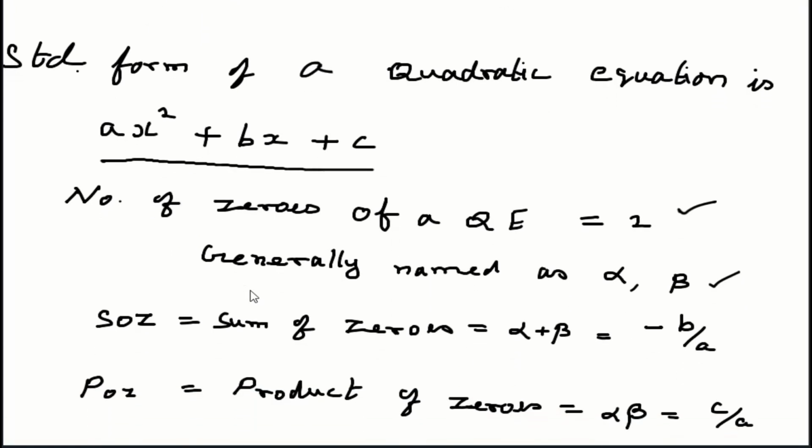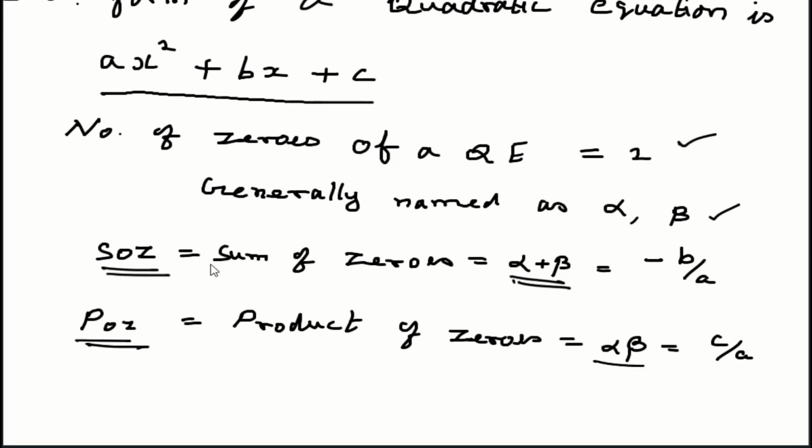how to find the sum of zeros? It is minus coefficient of x by coefficient of x squared. Product of zeros is constant term by coefficient of x square. This is how it goes. Here I am just finding the sum of zeros and product of zeros. I am not finding separately what is alpha and what is beta. Using this I can find alpha plus beta and alpha beta only. I am not finding alpha separately, beta separately.